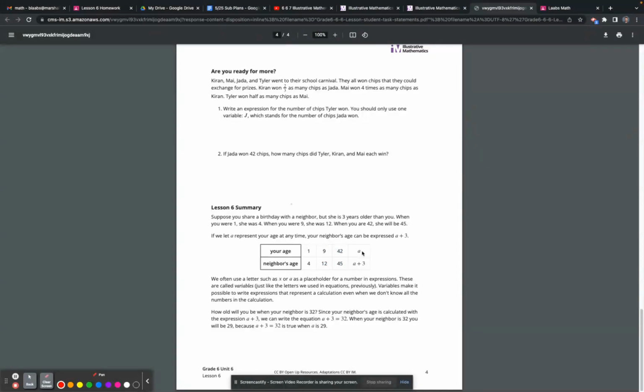So A can be your age at any time. So let's say you're 12. Your neighbor's age would be 12 plus 3, 15. So that shows that no matter what number you use here, if you add 3, that'll give you your neighbor's age. Okay, these variables represent the numbers that are changing. And so that's what makes it possible to write an expression that represents a calculation, even though we don't know all the numbers in that calculation. So if we don't know what your age is, we can still represent your neighbor's age by replacing that age with the variable, the number that's going to be changing, to show what your neighbor's age would be.